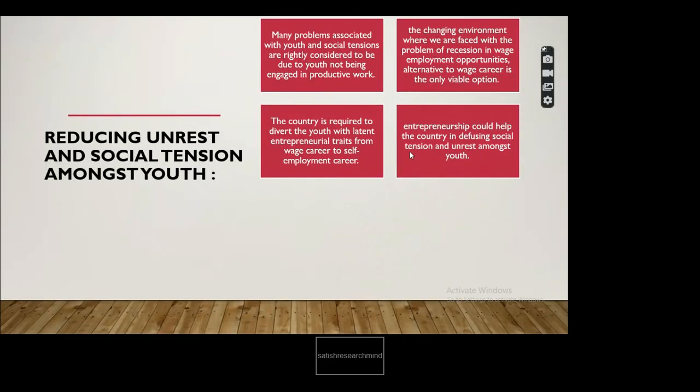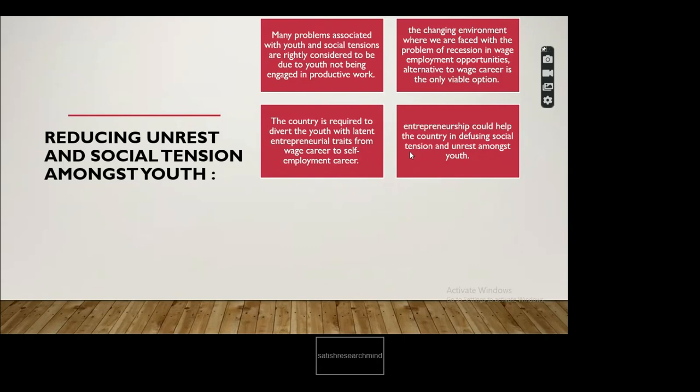Yeah, reducing unrest and social tension among youth is a very big factor nowadays, especially in youth development in India. Whatever examples we take, BTech students or BA students, what will happen? Will they get any job? They are always tense about their life. Why? Social tension among the youth. They don't have any jobs, any proper way, any proper opportunities.